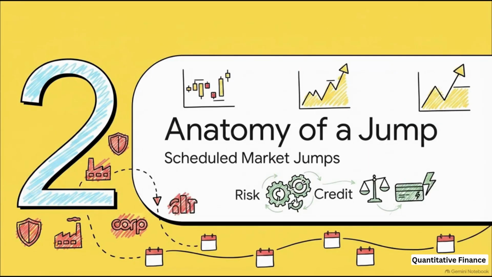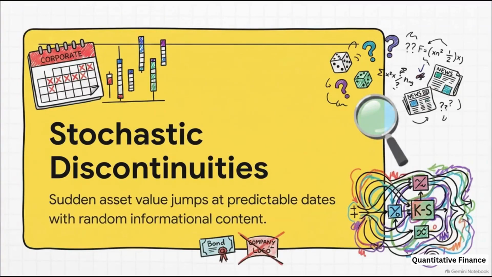Moving on to part 2, anatomy of a scheduled jump. So the author introduces this phenomenal concept called stochastic discontinuities. Basically, these are sudden, discrete adjustments in an asset's value that happen on completely predictable, publicly scheduled dates. But, and here's the kicker, the informational content itself is completely random. To actually solve the mathematical nightmare this creates, the paper brings in some heavy machinery, the Kushner-Stratonovich equation. It's a specialized nonlinear filtering framework designed perfectly to handle these predictable yet highly volatile calendar events.